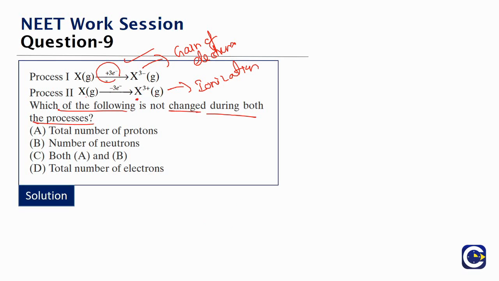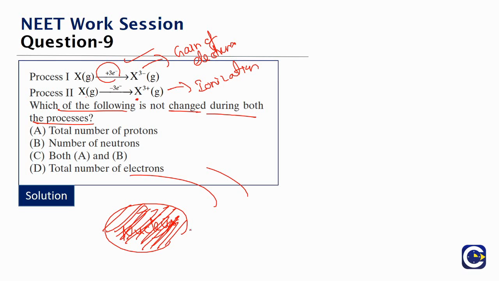When an atom is losing or gaining electrons, nothing is going to happen to the nucleus. The exchange is only in terms of electrons that are revolving around the nucleus. Obviously the number of electrons will change. If it is losing 3 electrons, the normal neutral atom has a number of electrons equal to Z.